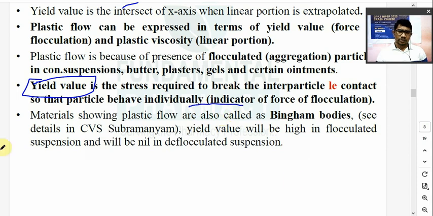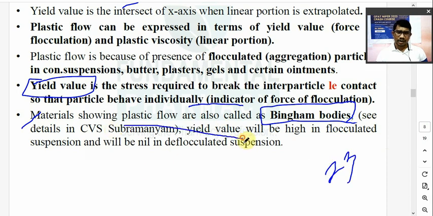Yield value is an indicator of force of flocculation. Materials which show plastic flow are known as Bingham bodies. इसके ऊपर GPAT 2023 में क्वेश्चन है. Material showing the plastic flow are also known as Bingham bodies. Yield value will be higher in the flocculated suspension and will be nil in the deflocculated suspension.